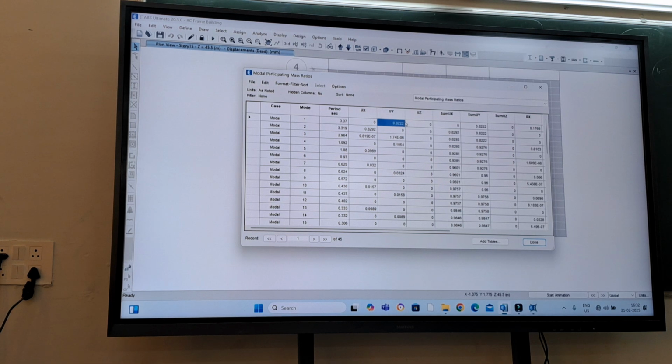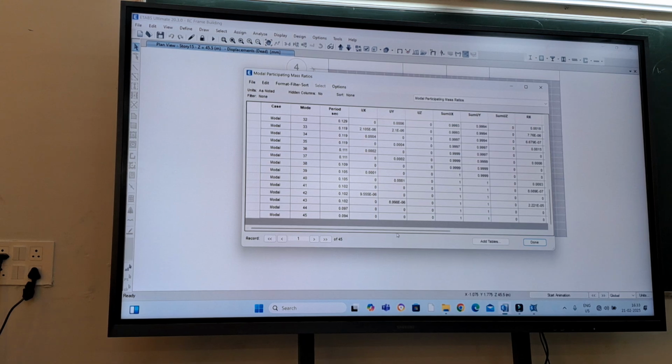Now here if you compare, the first mode itself is giving you 82, which means that criteria is already satisfied. Then another criteria is the sum of all the modes in a particular direction will have to give you more than 90%. Okay, so you have to check how many modes you have considered and the sum of all, how much you are getting. Now in this model I have considered total 45 modes.